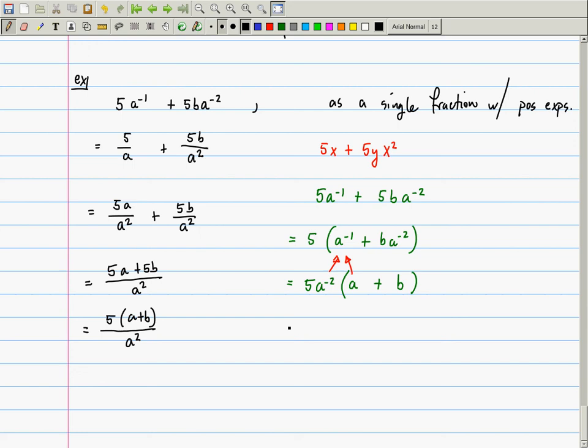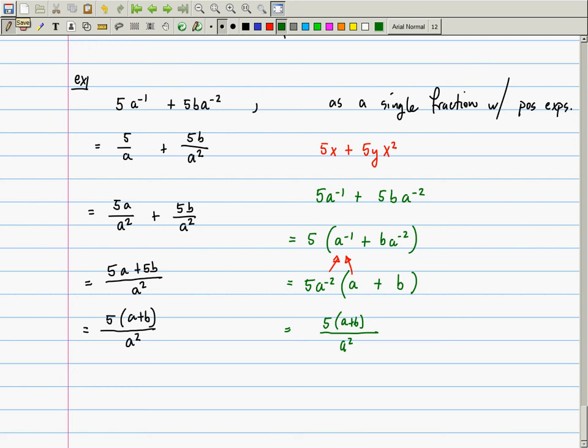This expression can be rewritten as 5a plus b, and then I can take this a to the negative 2 and make it have a positive exponent by doing what? Putting it in the denominator. So isn't that the same expression that we got on the left-hand side? Yeah, it's exactly the same, but notice it didn't require finding any common denominators or things like that.